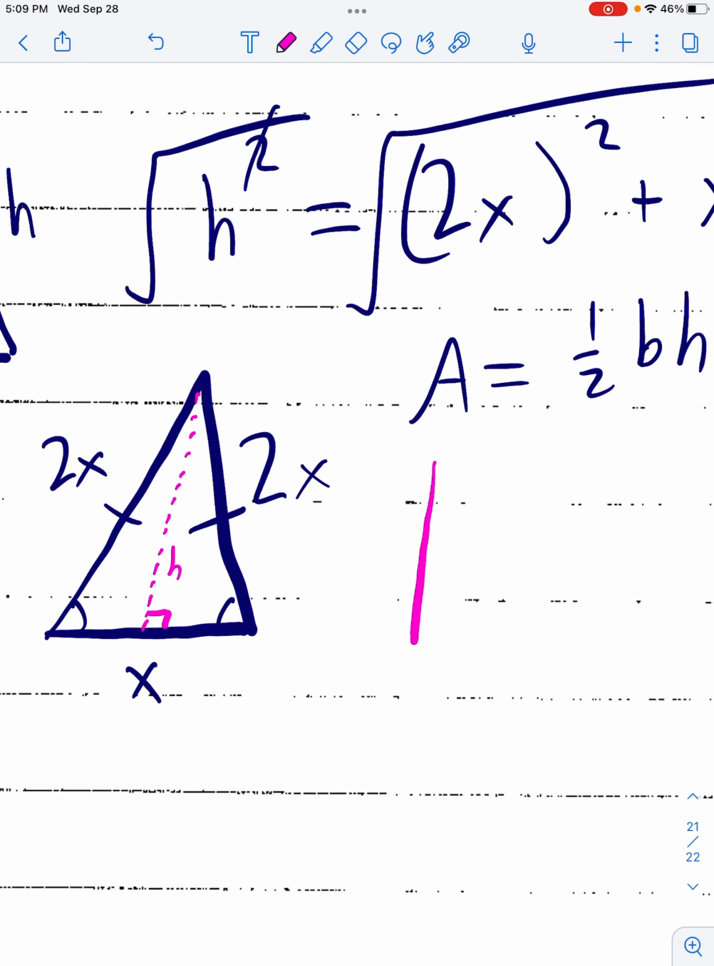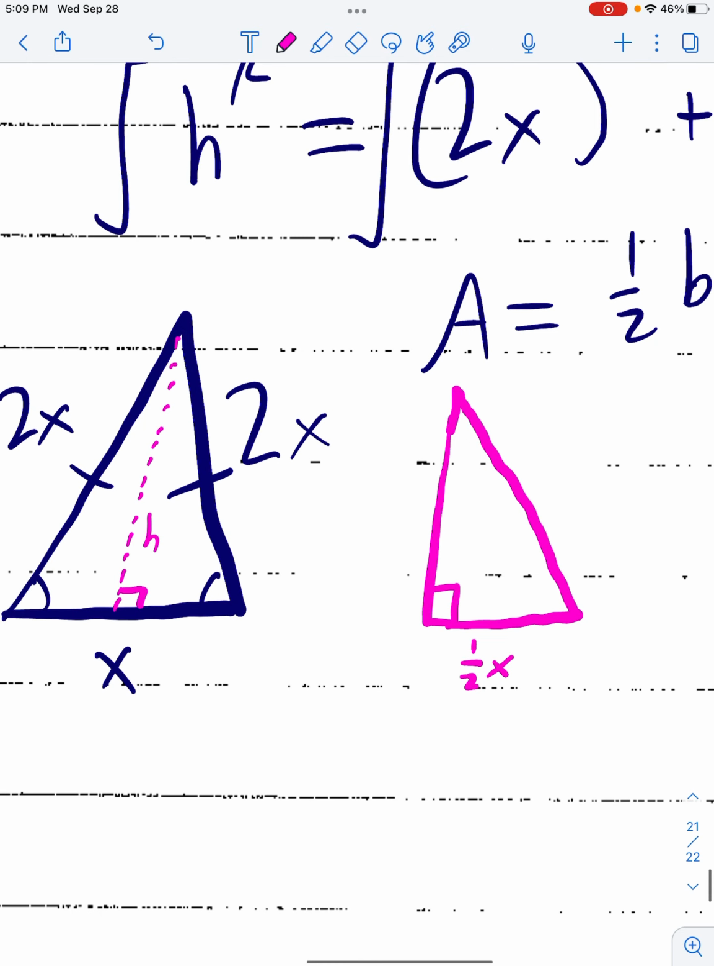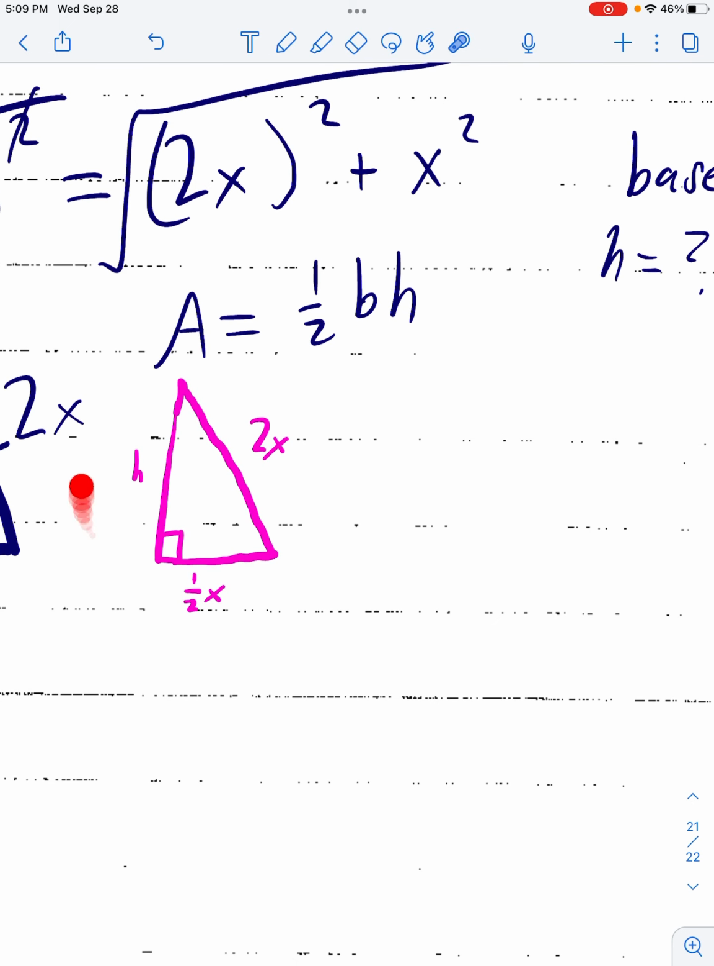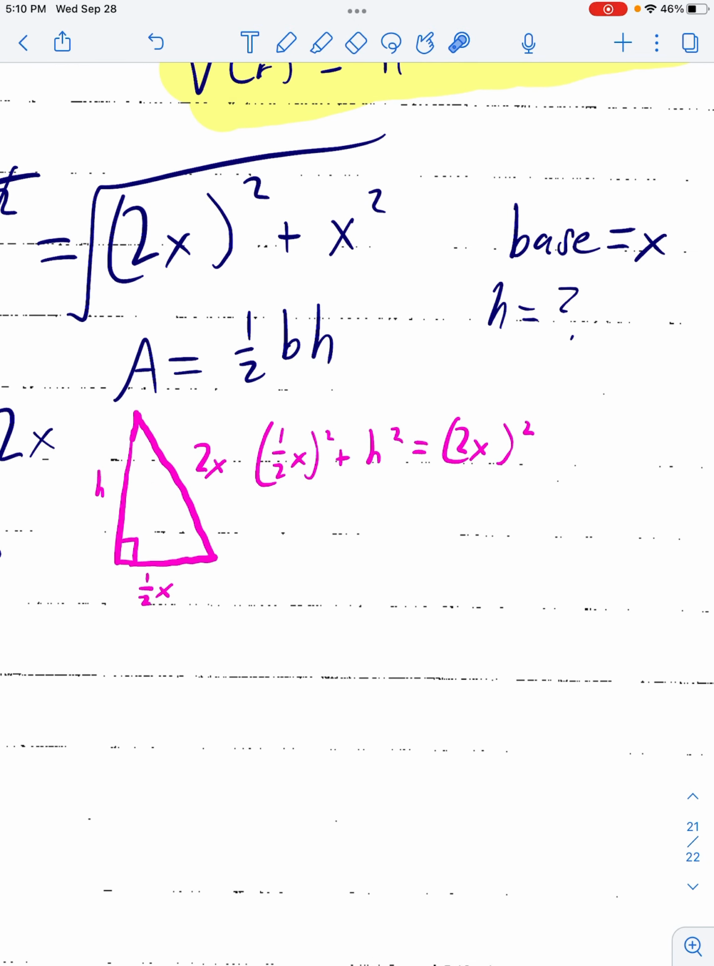So we're going to have a right triangle whose base, what's the base of this right triangle? This pink dashed line splits our base into two halves. So the base of this pink right triangle is going to be 1/2 of x. Its height is going to be h, and its hypotenuse is going to be 2x. So we can relate these three sides with the Pythagorean theorem, because the square of the first leg plus the square of the second leg has to equal the hypotenuse squared. So we relate them with the Pythagorean theorem, and then we can solve this for h to get an explicit formula for h that we can plug into our area formula.